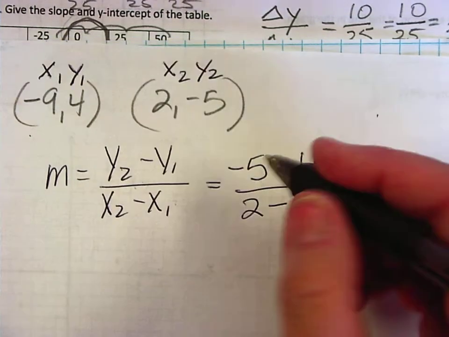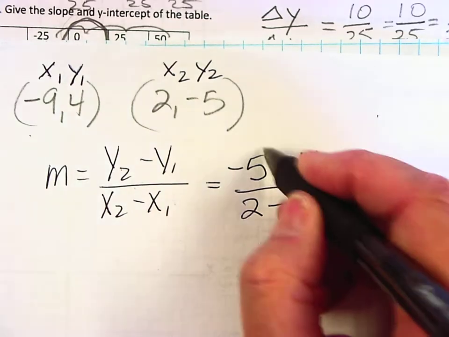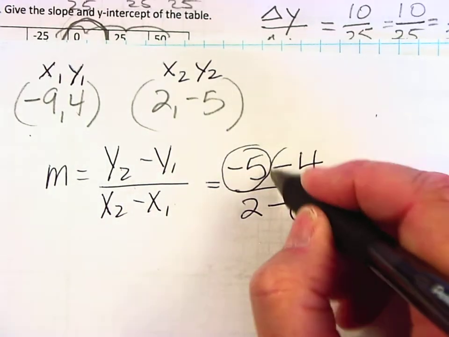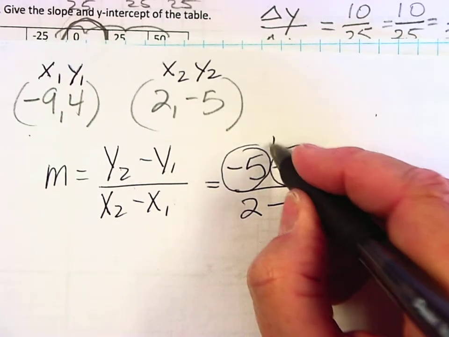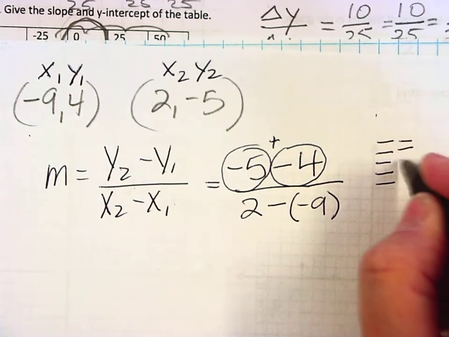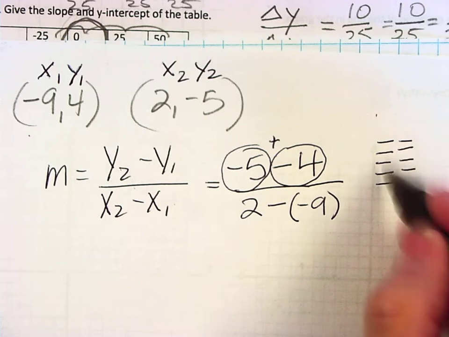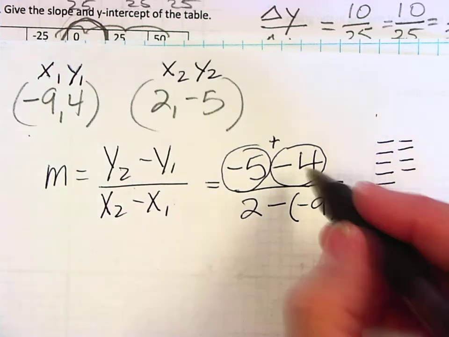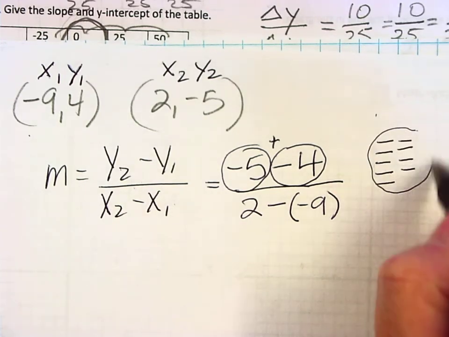Now, this is the part you need to be really careful about. I have 5 negatives and I have 4 negatives. I'm going to combine them. 5 negatives and 4 negatives. There's no positives to cancel these out, so altogether this is -9.